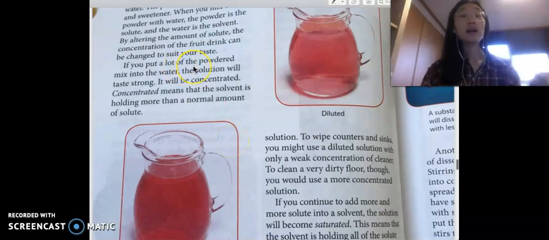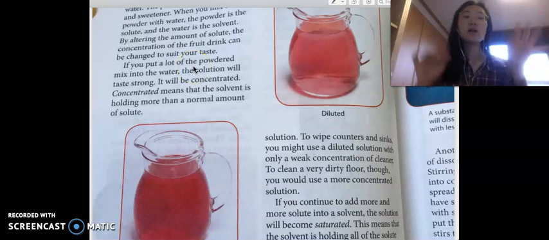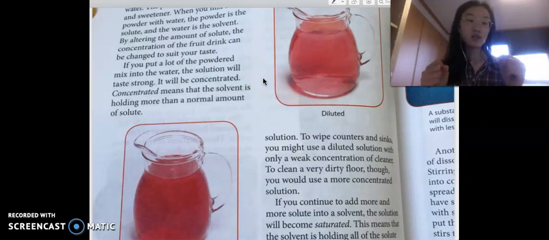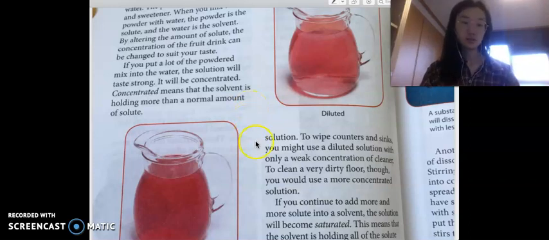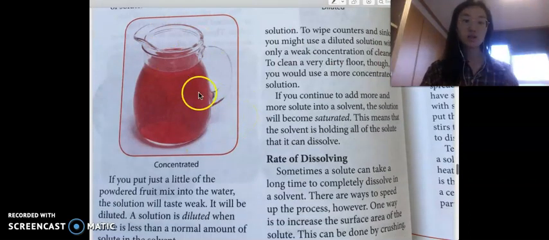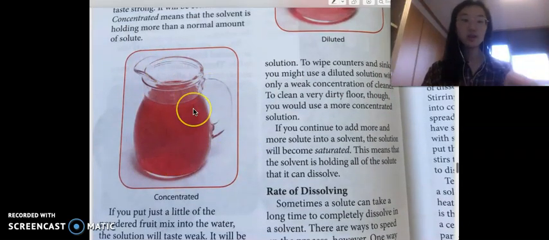So if you put a lot of the powdered mix into the water, then the solution will taste really strong and it will be concentrated. Concentrated means that the solvent is holding more than a normal amount of the solute. So right here is concentrated.